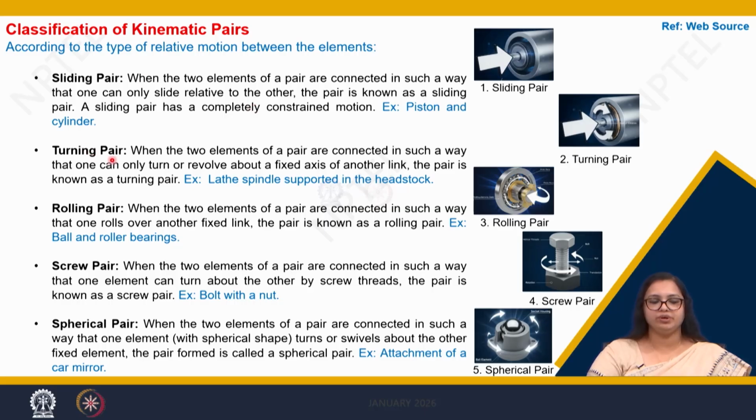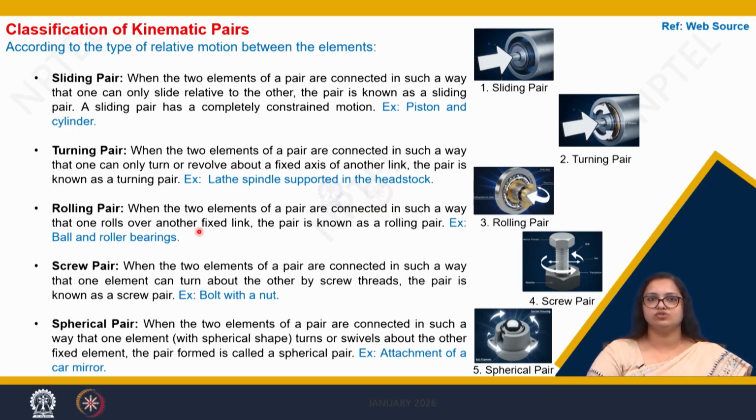Now, when do we call it a turning pair? Let's say we again have a shaft which goes inside a hole and the shaft rotates inside the hole. That we call a turning pair. One of the most common examples is the lathe spindle supported in the headstock. The third type is a rolling pair.